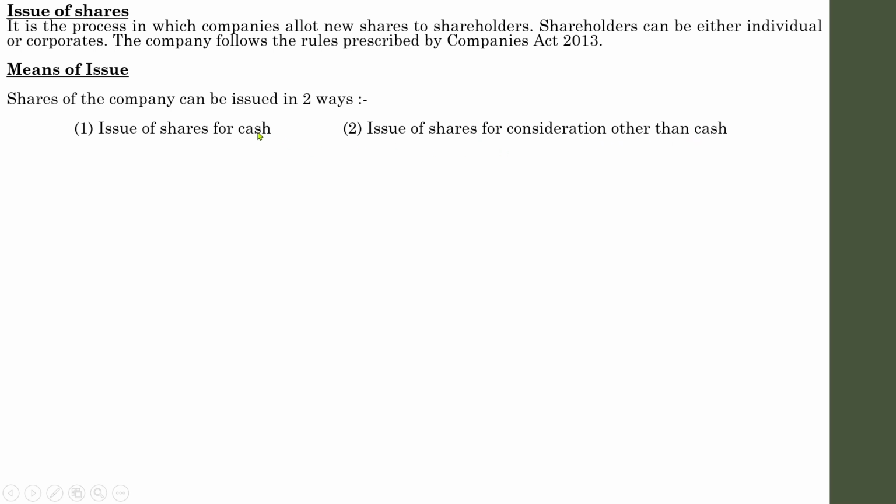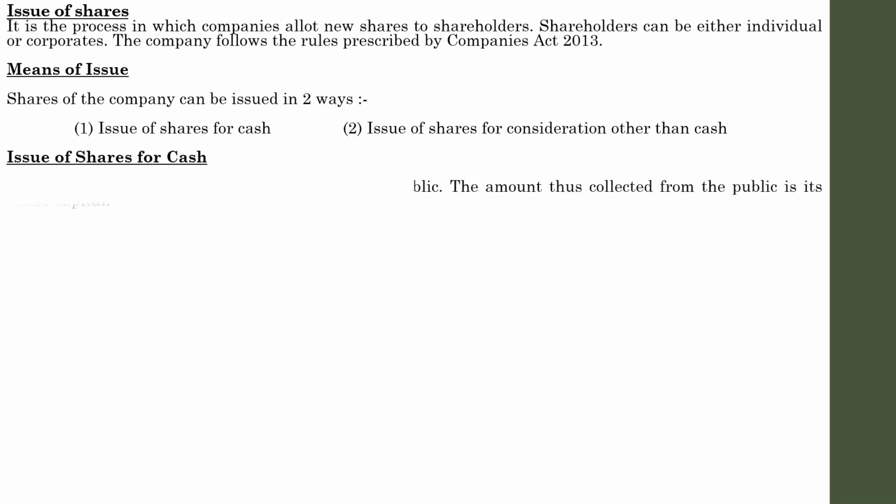So there are two situations. You can issue shares for cash, that is issuing shares and getting money from the public, or you can issue shares to the public and get assets or anything of value, of rupees, whatever the denomination of the shares. That is known as issue for cash and issue of shares for consideration other than cash. So issue of shares for cash. The companies can raise capital by issue of shares to the public. The amount thus collected from the public is share capital. We all know that concept.